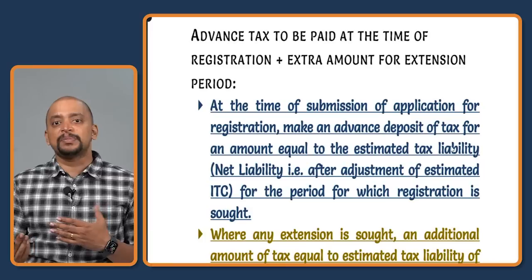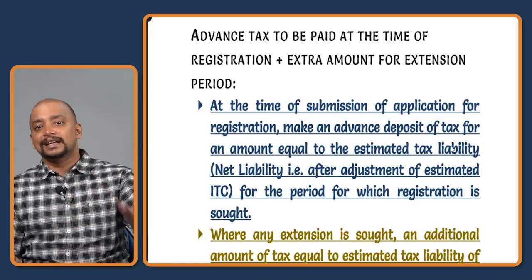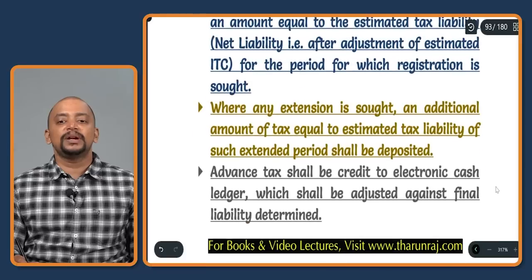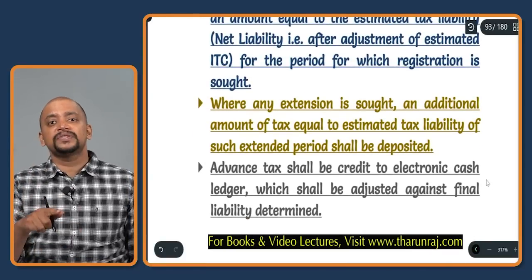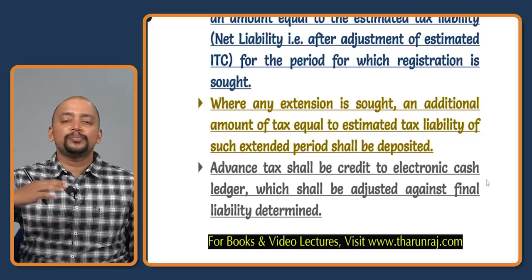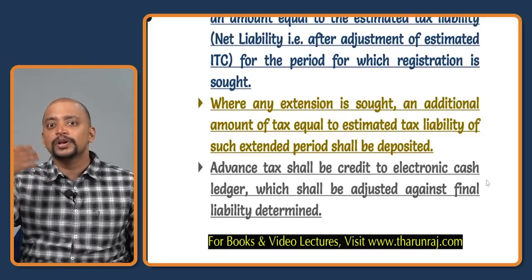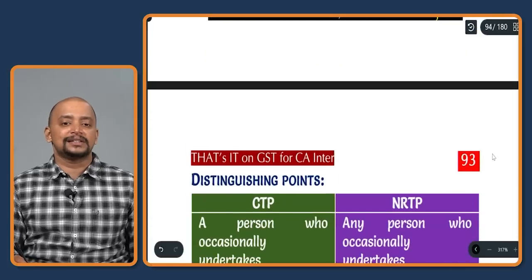For the period for which they are making application for registration as a CTP and NRTP, they need to deposit advance tax based on their estimated net tax liability. That advance tax will be deposited into the cash ledger, and it will be adjusted against the liability. Suppose there is still a balance in the cash ledger, they will be able to get it as a refund. And suppose 90 days is over and again they are going for extension, for that extended period again they need to make an advance tax deposit.